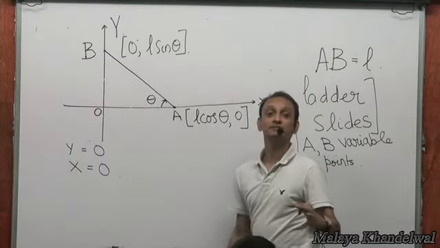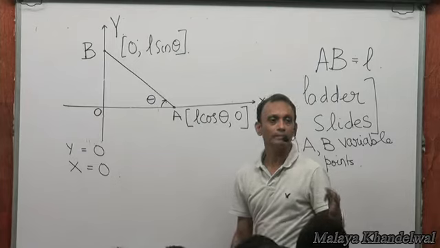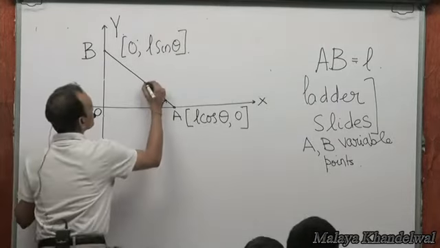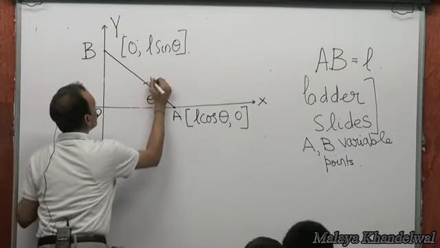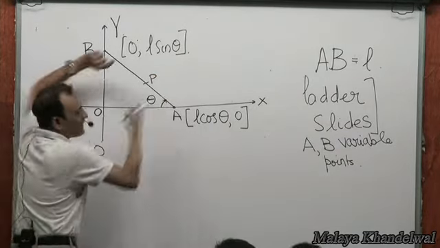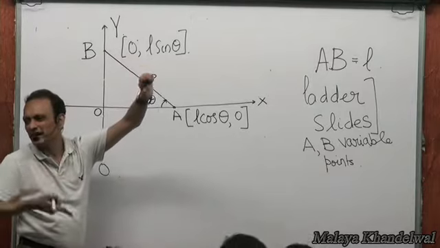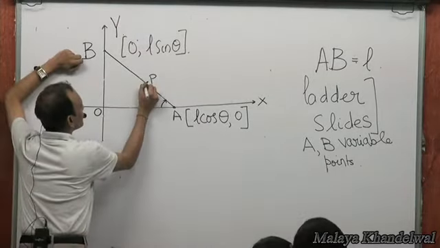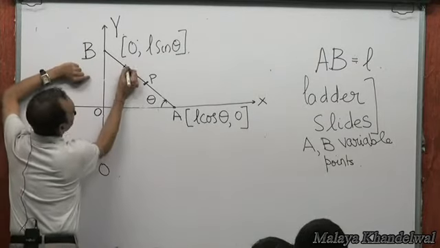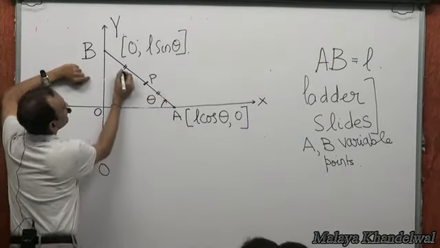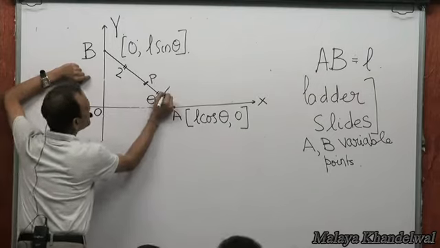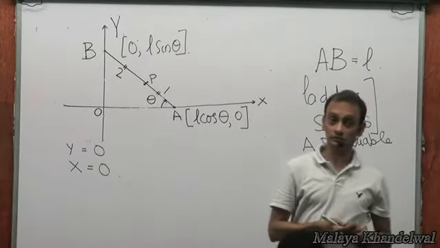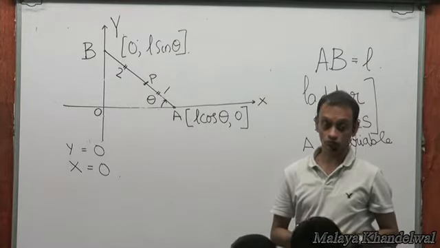Now I mark a certain point on the ladder. Say I mark a point P on the ladder. I create a scratch on the ladder at P. And this point P divides the ladder in the ratio, say, 2:1. It divides AB in the ratio 2:1. Clear? Yes or no?